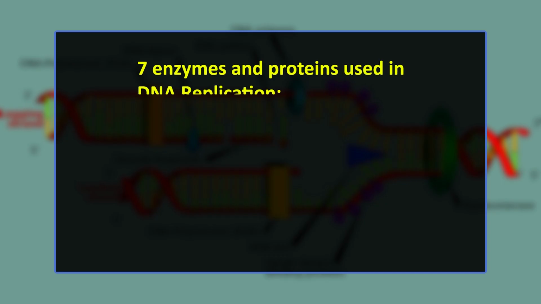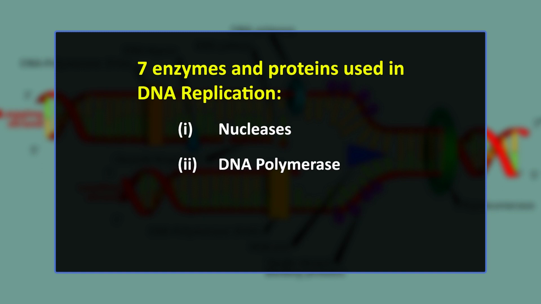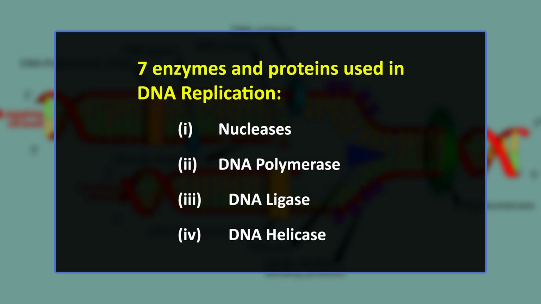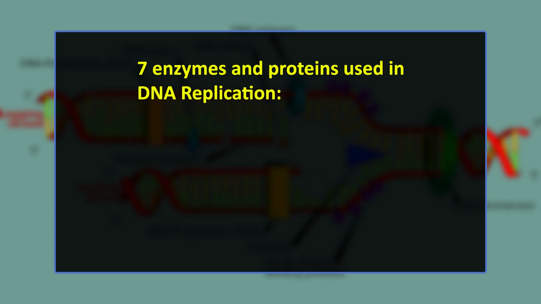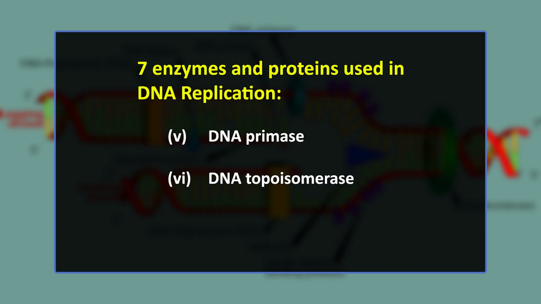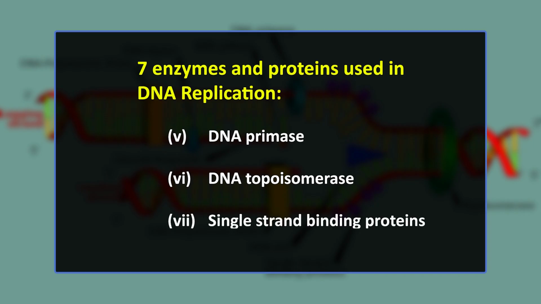So in summary, here is the list of 7 enzymes and proteins used in DNA replication. First, the nucleases. Second, polymerase. Third, DNA ligase. Fourth, DNA helicase. Fifth, DNA primase. Sixth, DNA topoisomerase. And finally, the seventh one is the single strand binding protein or SSB.